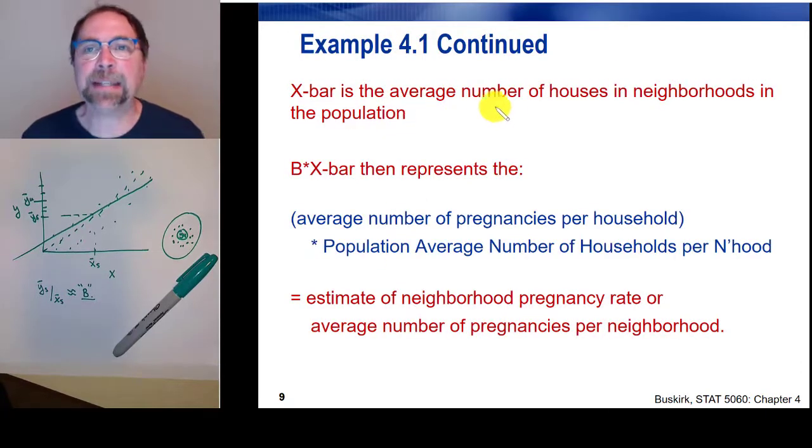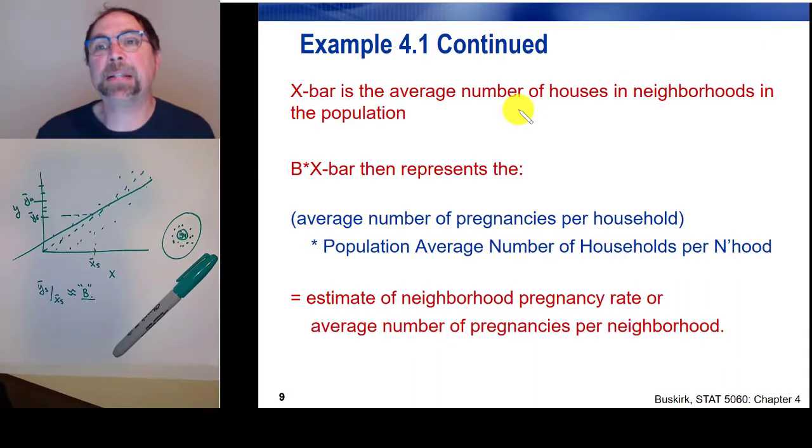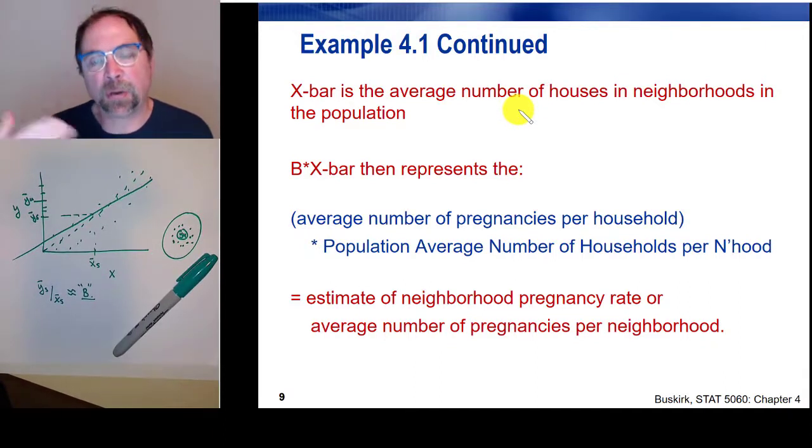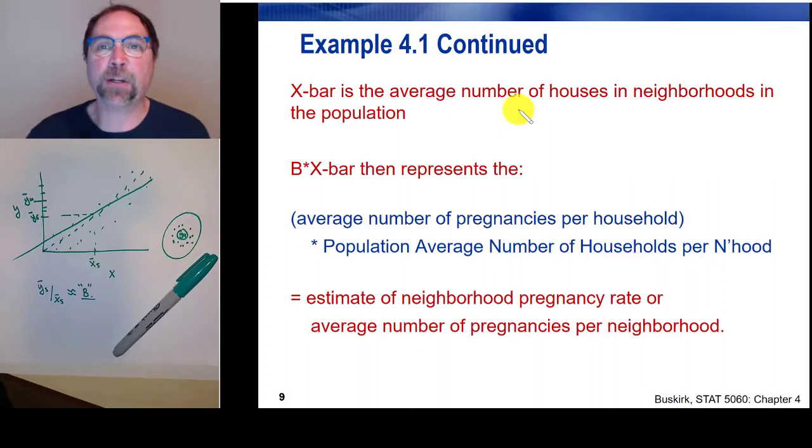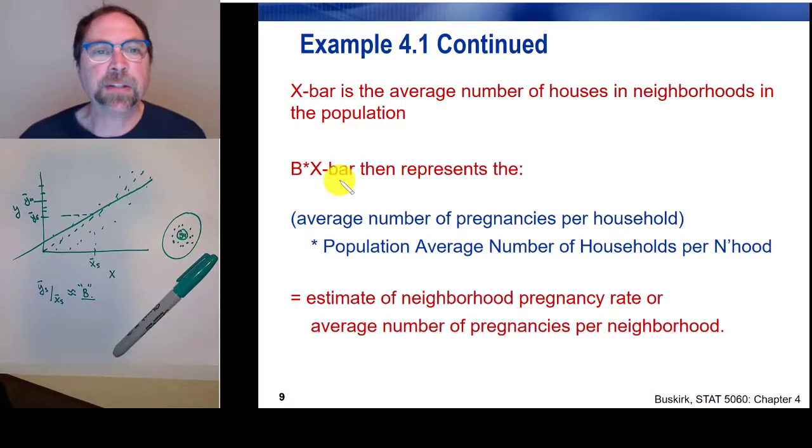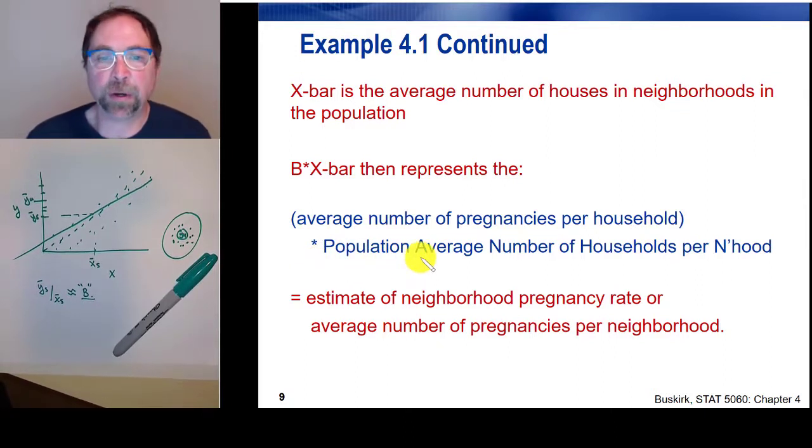X bar is the average number of houses per neighborhood. Remember, we're sampling neighborhoods, and then we'll sample folks in households within a neighborhood. X bar just gives us the average neighborhood size with respect to households. So this B times X bar represents the average number of pregnancies per household multiplied by the population average number of households per neighborhood. That is essentially an estimate of the neighborhood pregnancy rate, or if you write it another way, the average number of pregnancies per neighborhood.